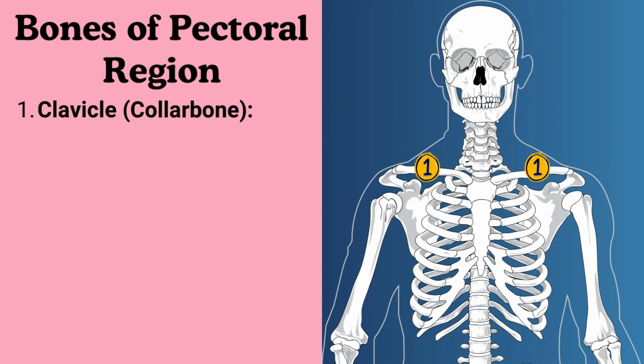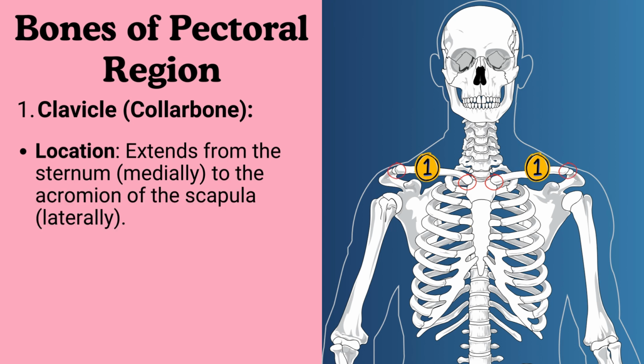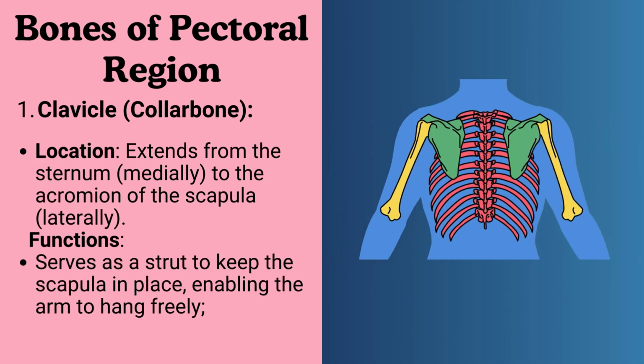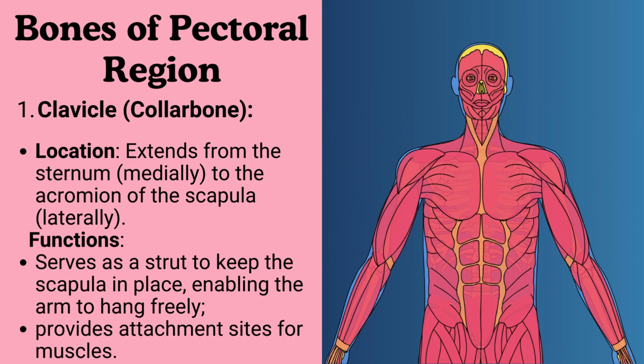Clavicle, also known as collarbone. Location: it extends from the sternum, medially, to the acromion of the scapula, laterally. Functions of clavicle: it serves as a strut to keep the scapula in place, enabling the arm to hang freely, away from the trunk. It provides attachment sites for muscles.